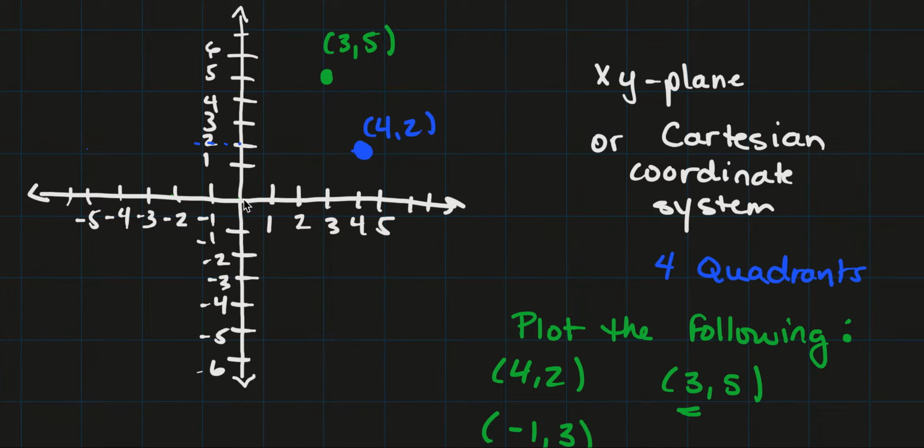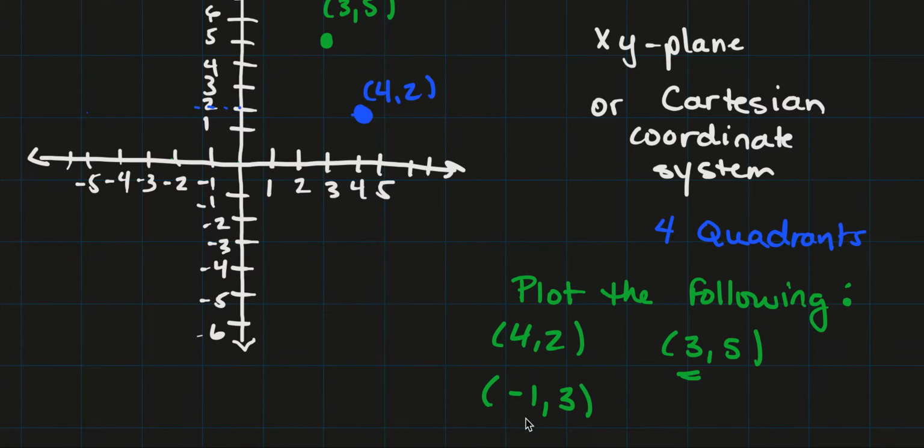So the point -1, 3. This time we have a negative number for the x. So the x coordinate is -1, and then we go up 3. I know these numbers are kind of in the way here, so let's move them over a little bit. So 1, 2, 3, 4, 5. So -1, 3: here's -1, here's 3, so it would go right here.